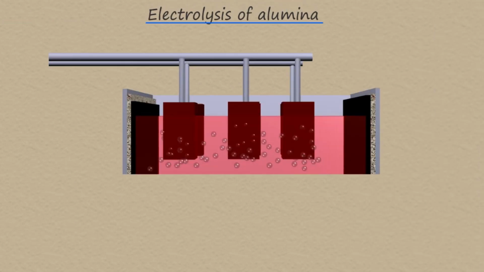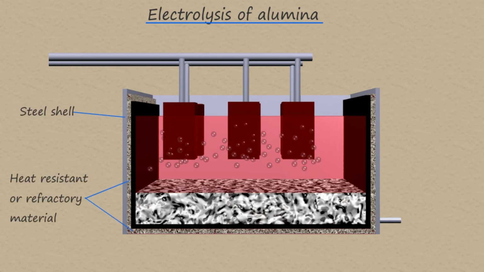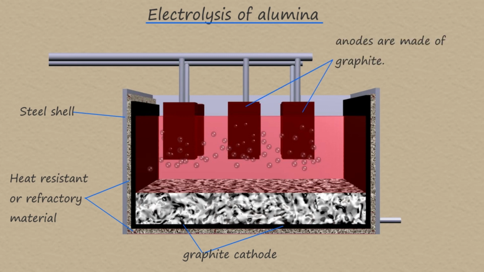The diagram on screen shows an outline of a typical cell used to extract aluminium metal from alumina or aluminium oxide. The electrolytic cell consists of a steel shell which is lined with a refractory or heat-resistant material and a thick layer of graphite which forms the cathode. The anodes consist of large blocks of graphite which are dipped into the molten electrolyte.